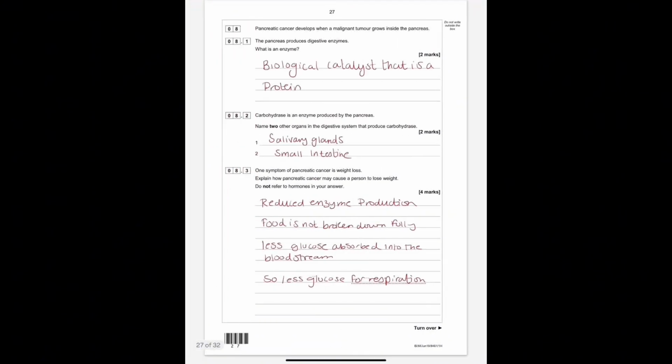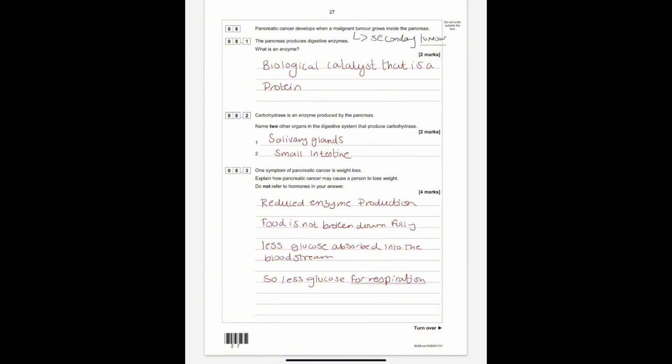Okay. Now let's go through this question over here. Pancreatic cancer develops a malignant tumor. Now, a malignant tumor, it is a secondary tumor. Okay. So it is a secondary tumor, meaning it can spread to other parts of your body. So pancreatic cancer develops when a malignant tumor grows inside the pancreas. Now, the pancreas produces digestive enzymes.